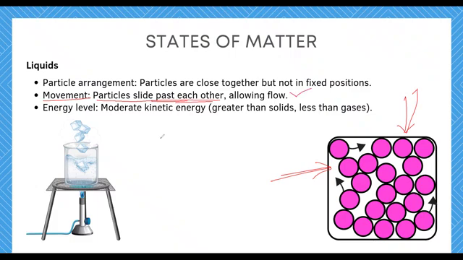So for instance, let's say I have a cup, just like this one that I'm drawing on the screen right now. And then I have some water inside of it. If I turn that cup upside down, the water will be able to flow out. Why? Because the particles inside the liquid state of matter can slide past each other. That is why it is able to flow.